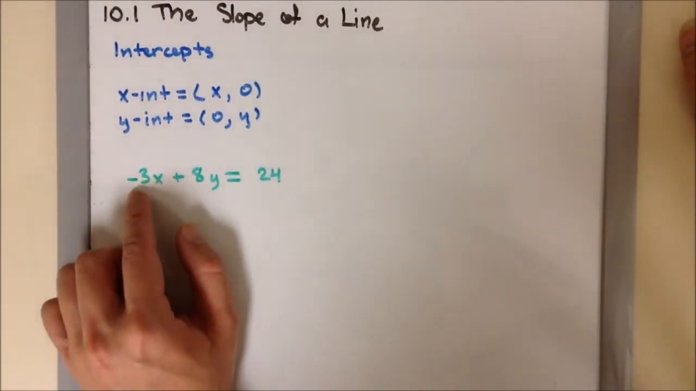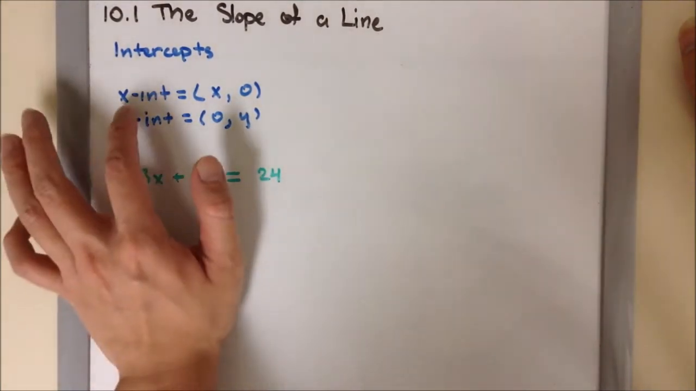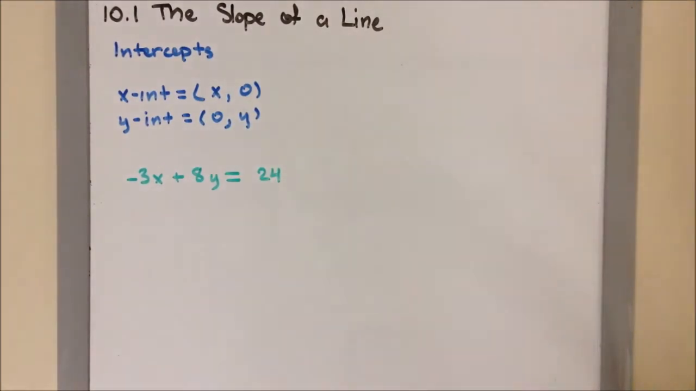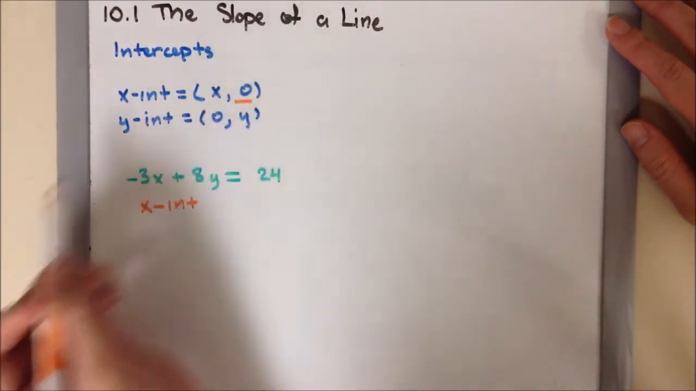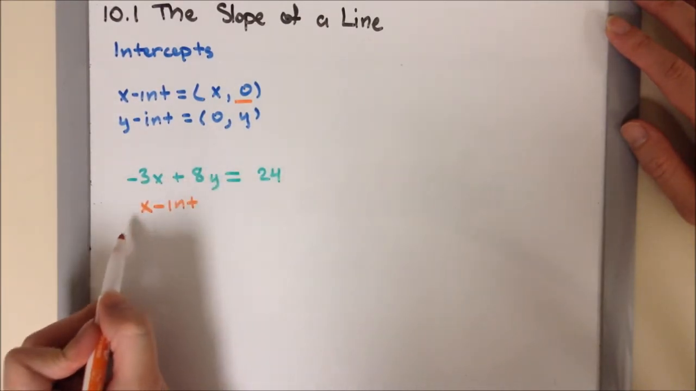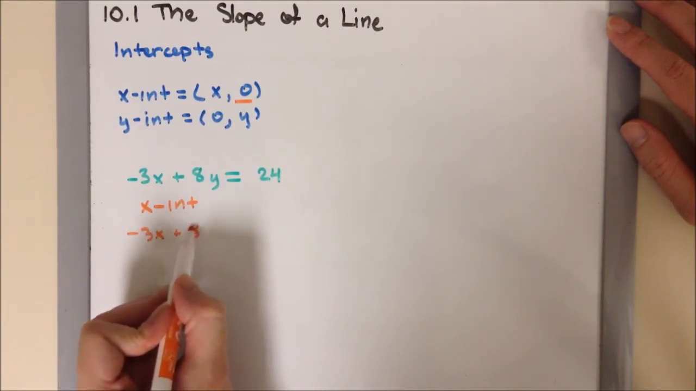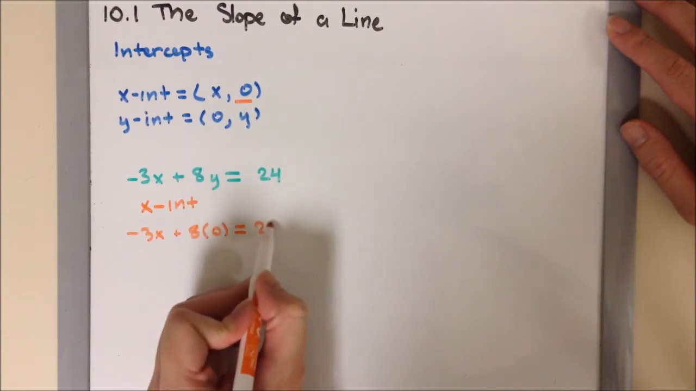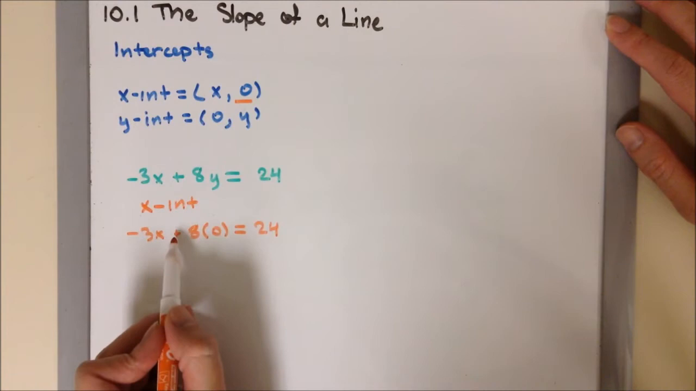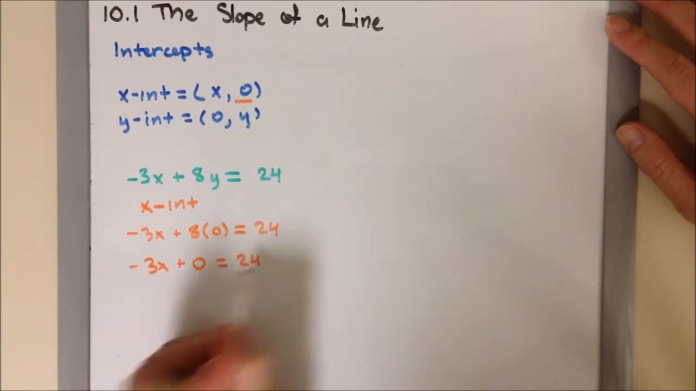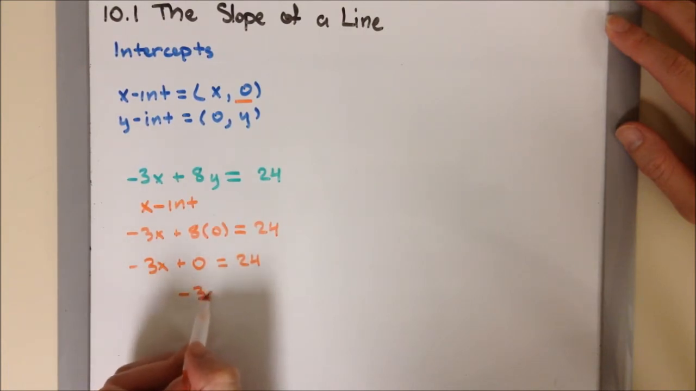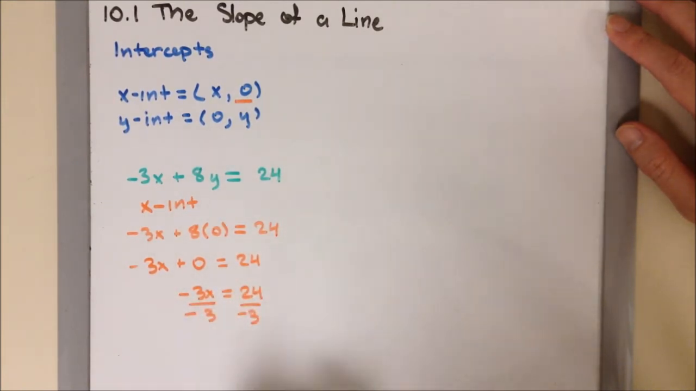In our first example, we have negative 3x plus 8y equals 24. Say I want to find the x-intercept. I know that my y value is 0, so I'm going to plug in 0 for y. It's going to look like negative 3x plus 8 times 0 equals 24. 8 times 0 is just 0, so it's negative 3x plus 0 equals 24, which is negative 3x equals 24. Divide by negative 3. So my x value is 24 divided by negative 3, which is negative 8.